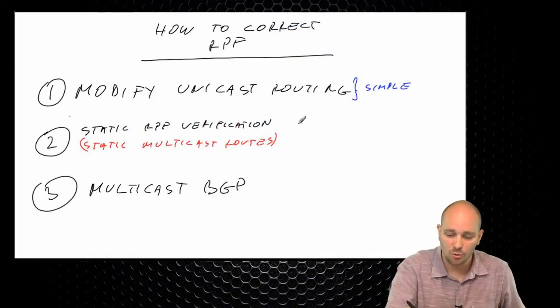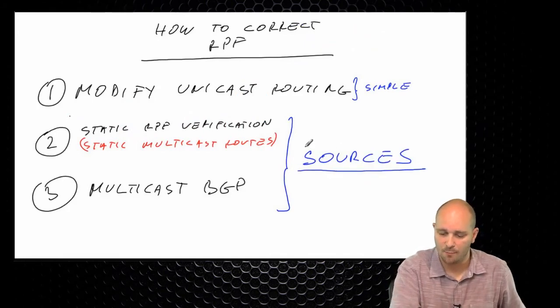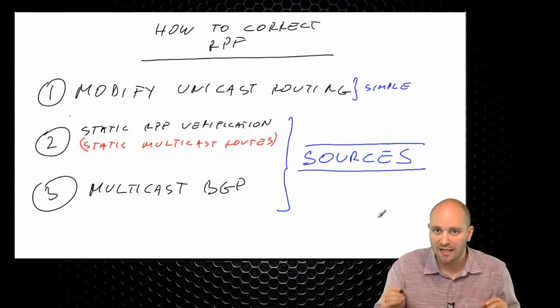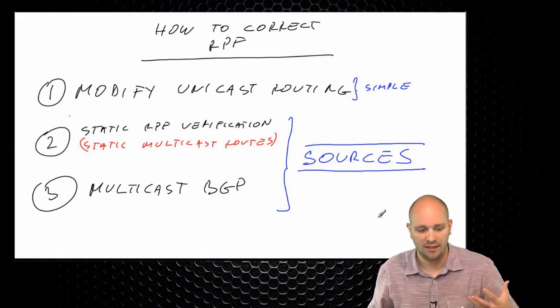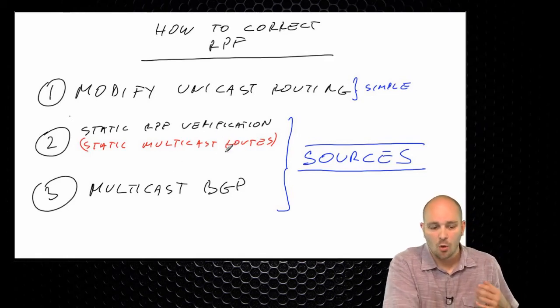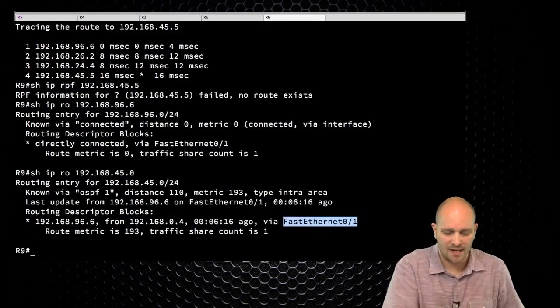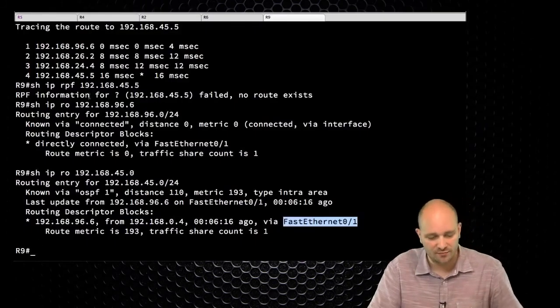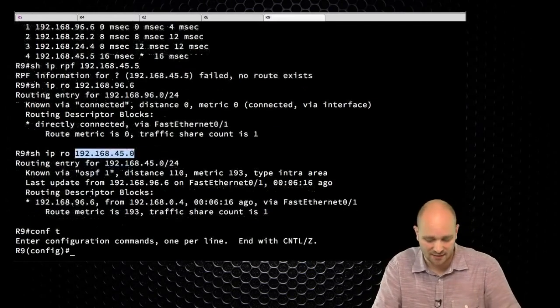But for these two here, I want you to remember that it is all about the sources, not about the destination. So what I need to do is not to route the destination multicast address in multicast BGP or in the static RPF verification. What I need to do is tell my R9 that it is okay to receive traffic from this source someplace else. So let's use the static one here.